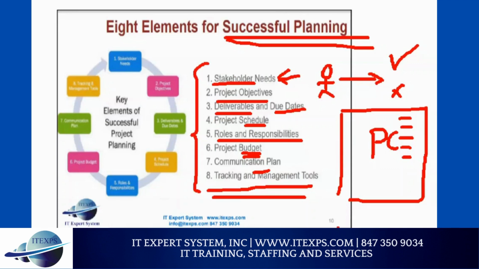Out of 8, if I ask you to pick 1 or 2, which one will you pick? Out of 8, which one do you think is the most important skill or most important element for your project success? Roles and responsibilities. Okay, roles and responsibilities will give everyone clarity about what they're going to do and what they're responsible for. Absolutely. Yeah, that's about that.